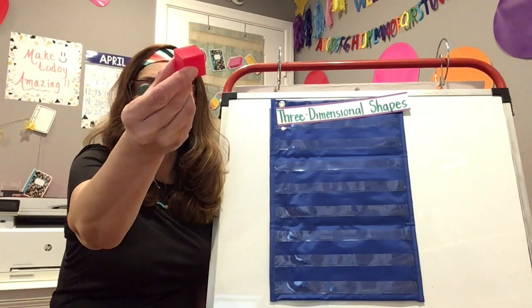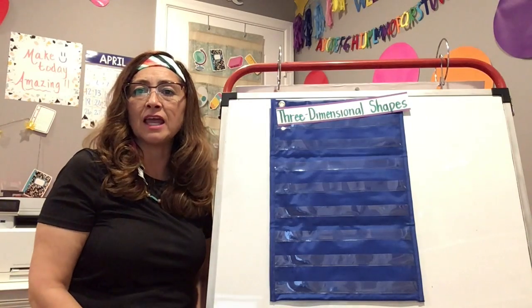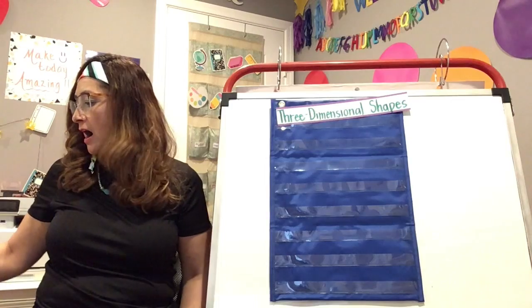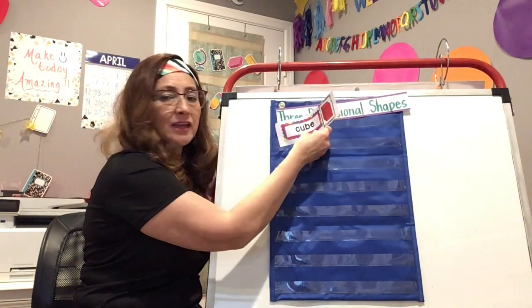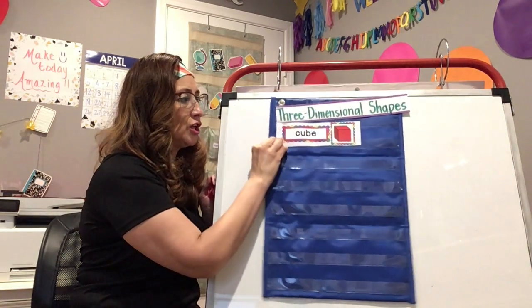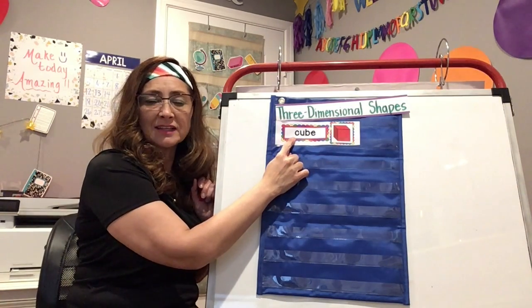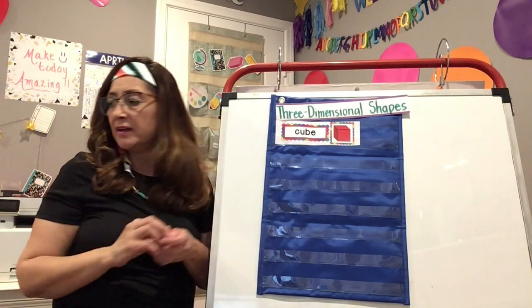This shape, my friends, is called a cube. Can you say cube? Good job. I want you to take a look at the word cube so that you can learn to recognize it when you see it. There it is, cube. And cube begins with what letter? That's right, the letter C. So that shape is a cube.